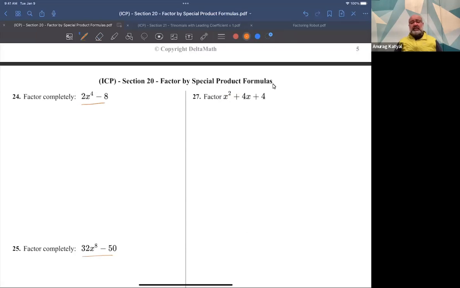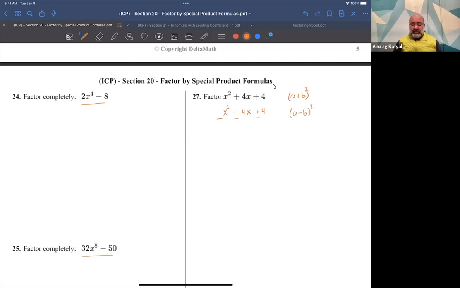And for formulas, you always want to see, do the signs match up? So do I have a plus, plus, plus? I do. So here, I'm going to guess that my answer is going to be a plus b, the quantity squared. Now, if this had been x squared minus 4x plus 4, then the signs are plus, minus, plus. Then I would have guessed a minus b, the quantity squared.